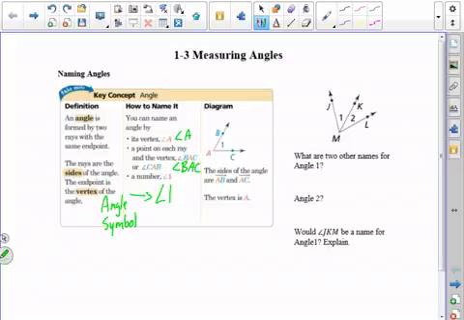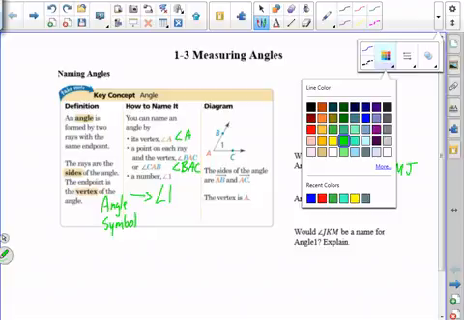So what are two other names for angle 1? Well, these are fairly straightforward. Angle number 1 is looking here at those two rays. The two ways that we could name it would be angle JMK or angle KMJ.